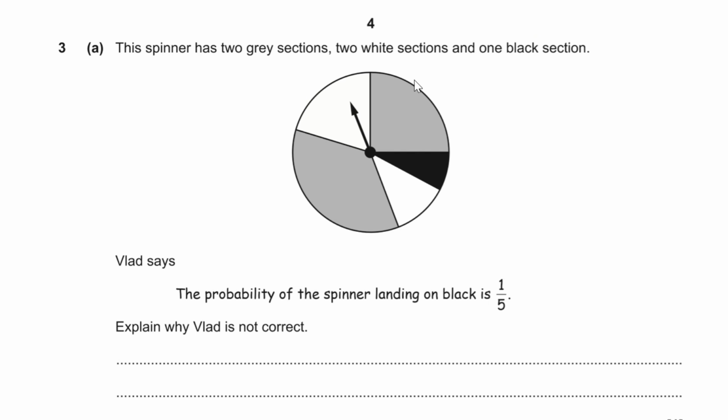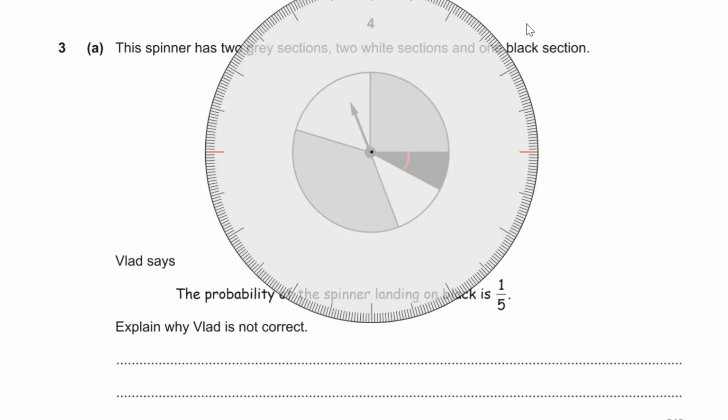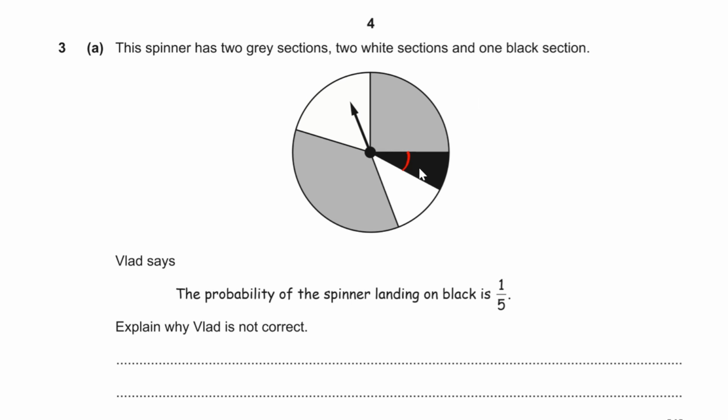For question 3 part A, this spinner has 2 grey sections, as we see here, 2 white sections and 1 black section. The lad says the probability of the spinner landing on black is 1/5, and we have to explain why that is not correct. Well, if we think about the angle that black corresponds to, if we grab our protractor, we have an angle of around 26. So this angle is around 26 degrees.